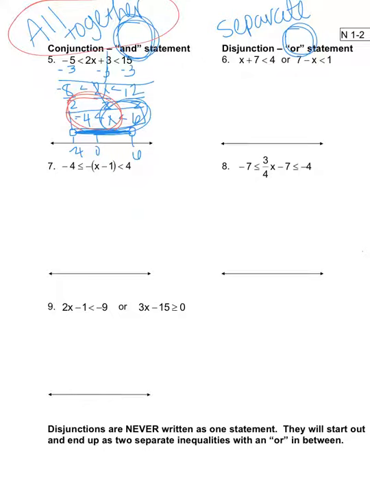Okay. All right, so let's look at 6. So 6 is a disjunction because it's separated by an or. So it's separate. Okay? So it's like solving 2 separate problems. So first step is to subtract 7 to get x by itself. We're only looking at this first one. Then we have x is less than 4 minus 7 is a -3.